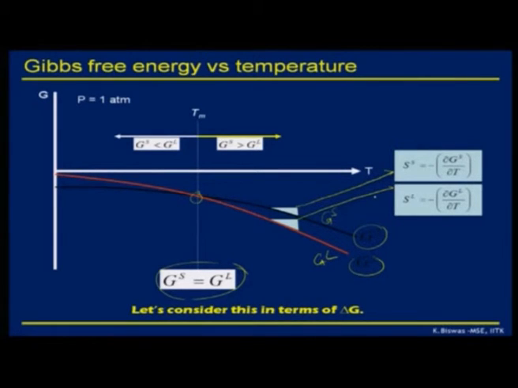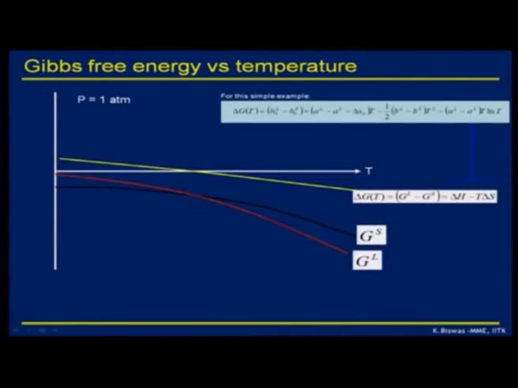So let us consider, because G is an absolute thing, let us consider in terms of delta G, which is much easier to understand, much easier to do mathematics basically. So what we can do? We can do the same thing. I borrowed these curves again from the last slide, free energy versus temperature, Gs and Gl, and delta G is then this one. As you clearly see, delta G is the difference between the solid and liquid free energies.